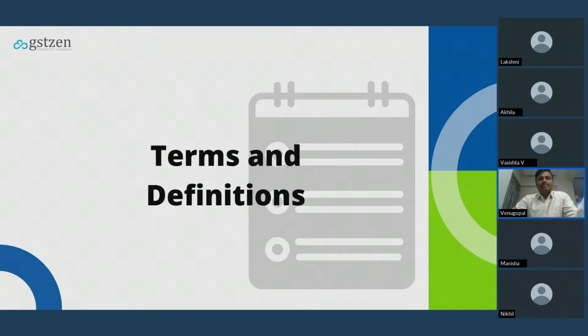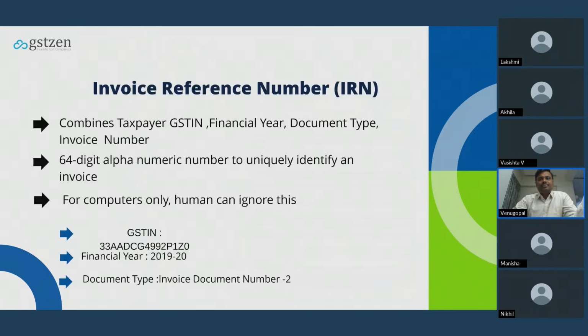Let's understand certain key terms. Invoice reference number. It's a combination of 4 fields: GST number, financial year, document type, and the document number. A combination of this, the 64-character hash, is only for computers, humans can ignore this.